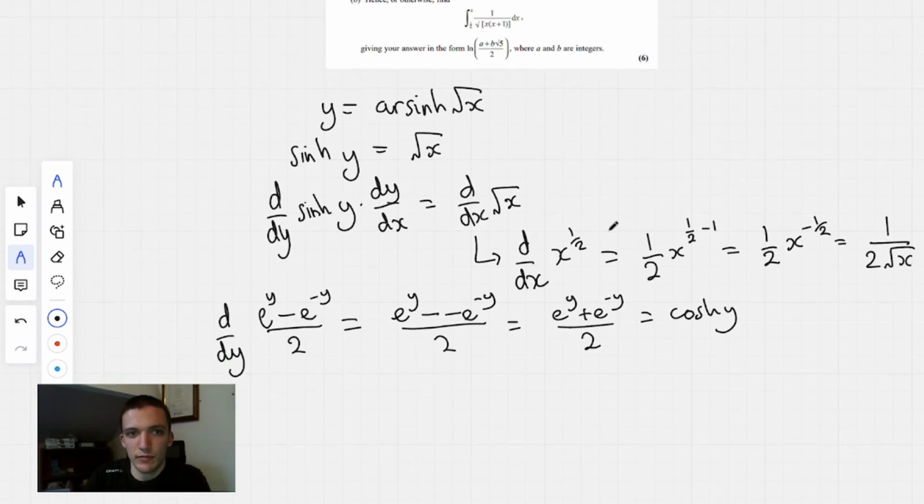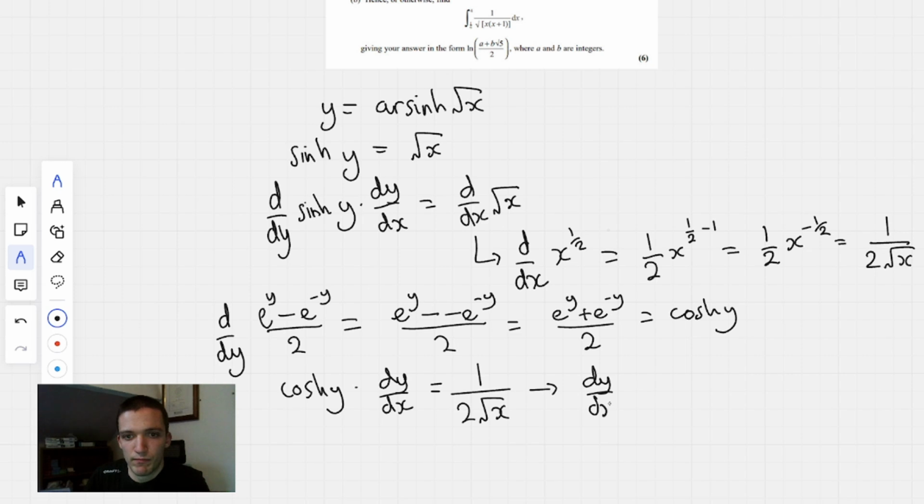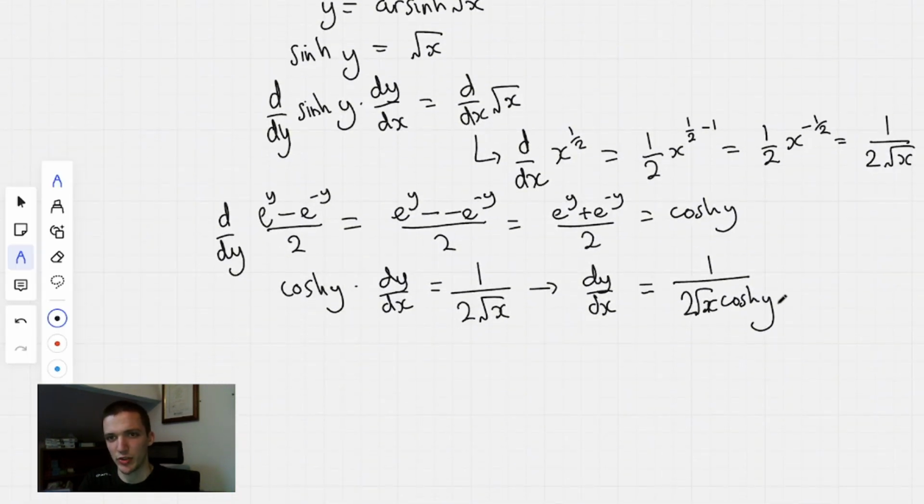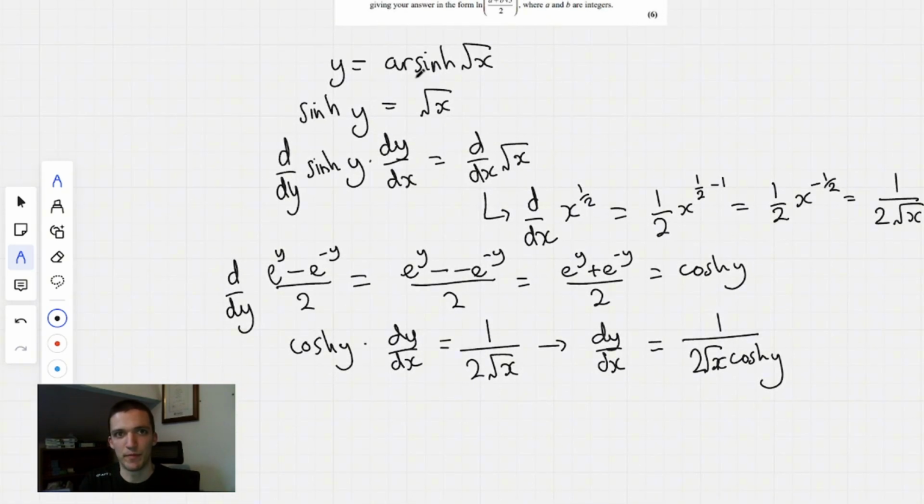Now, coming back to my equation above, I've got cosh of y multiplied by dy by dx is equal to 1 over 2 root x. Therefore, dy by dx is equal to 1 over 2 root x times the cosh of y. Now, is there a better way of me writing this? I ideally want only x's on the right hand side, but I've still got this cosh of y thing. Now, I know that root x from here is equal to the sinh of y. So can I make cosh into a sinh type expression?